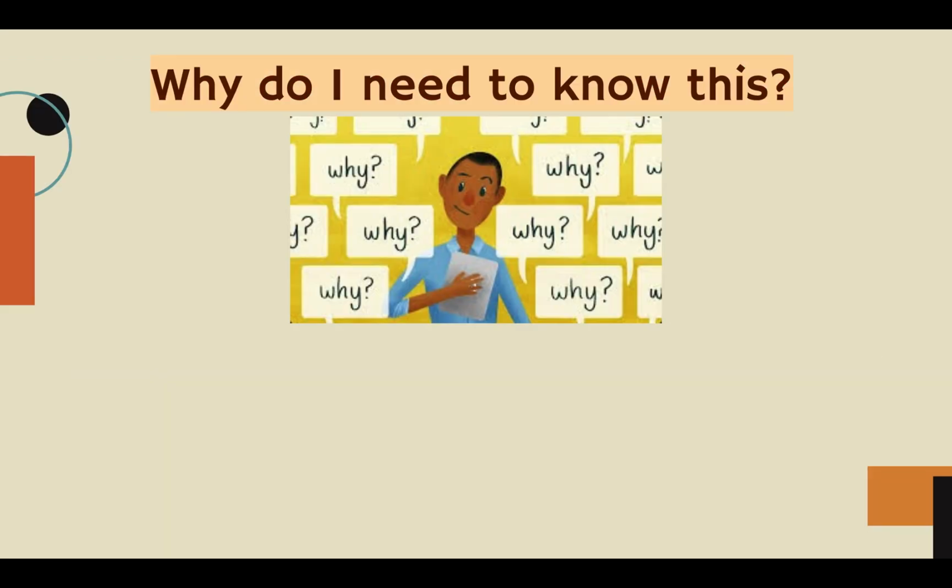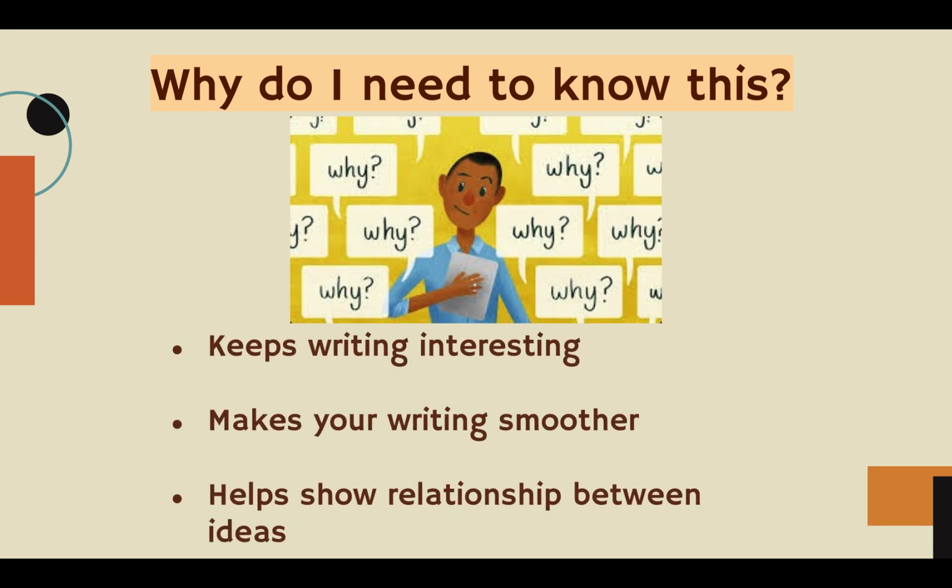So to start, you might be asking yourself, why do I need to know this information? That's a great question that you should always ask. When we add variety to our sentences, meaning when we use different sentence types, it does a lot to improve our writing. First, it keeps the writing interesting. There's nothing worse than a writer who uses the same sentence type throughout the writing. It gets really boring. Just like if you use the same vocabulary words, it gets really boring.